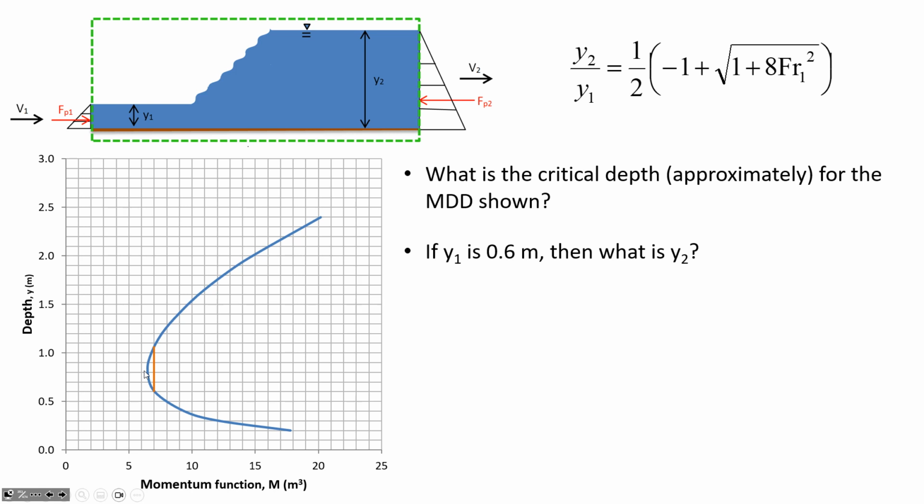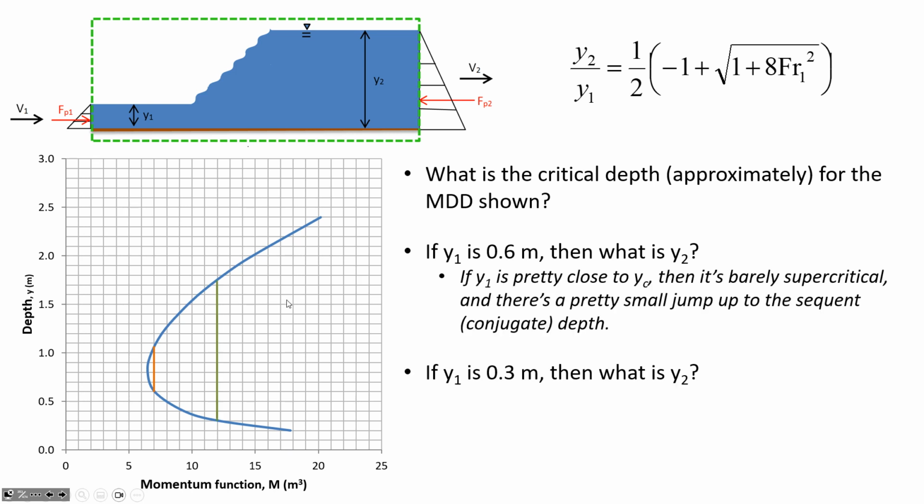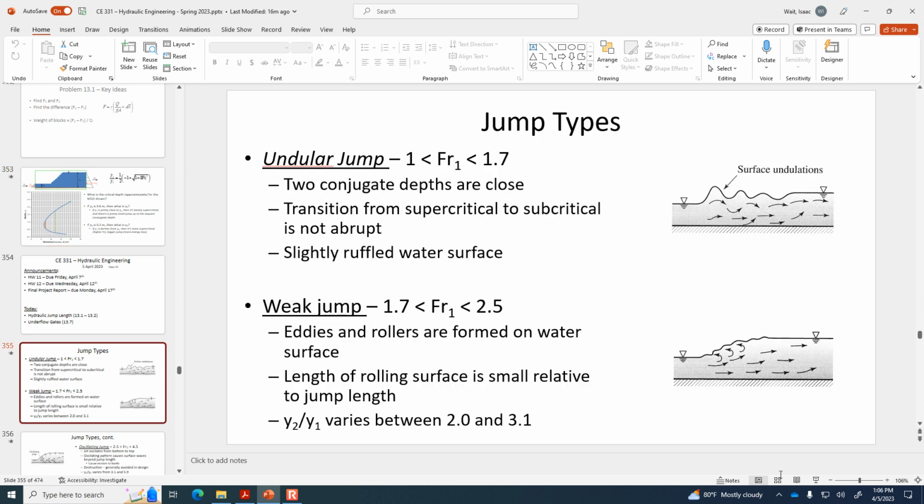And so if upstream it's already pretty close to the critical depth, then downstream it's not going to be much of a change. But the further away you get from the critical depth upstream, so below this critical point are the upstream supercritical depths, the higher the momentum function is upstream, then you're going to have a much larger downstream differential. So the length of this line represents the change in the water depth through the hydraulic jump.